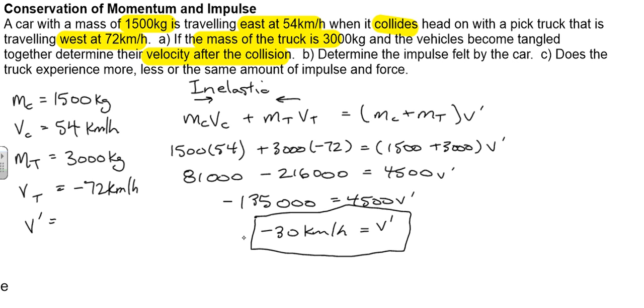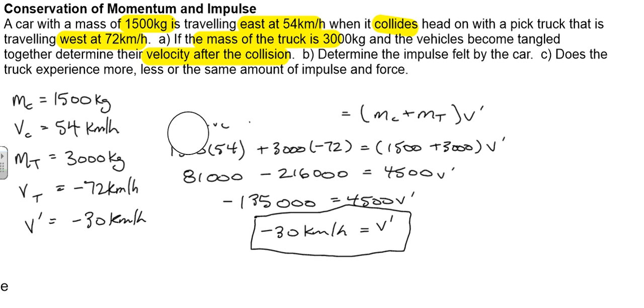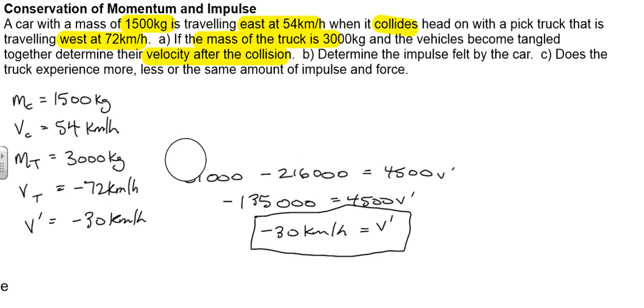All right, so that's part A. I figured out the velocity after the collision. So I'm running out of space, so I'm going to erase this. Actually, I'm going to store this. This is going to be negative 30 kilometers per hour. I'm going to erase this because we're out of space. We're going to look at part B.